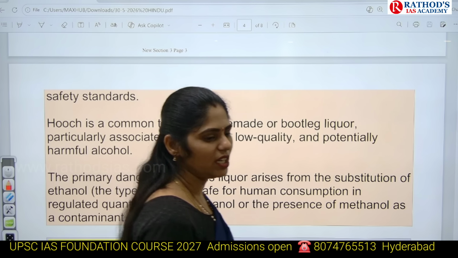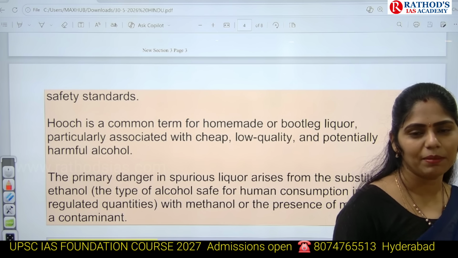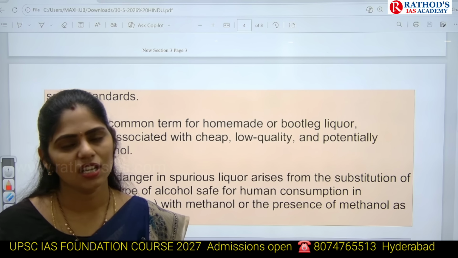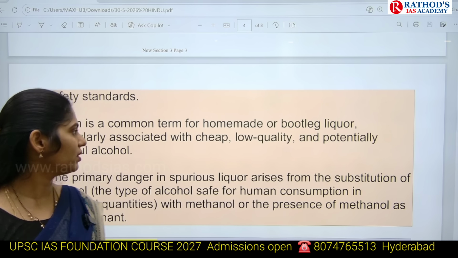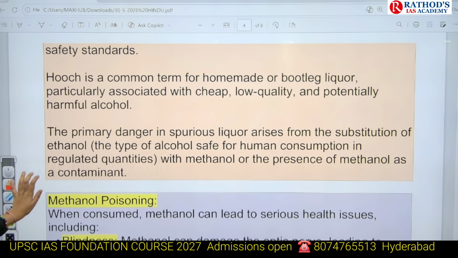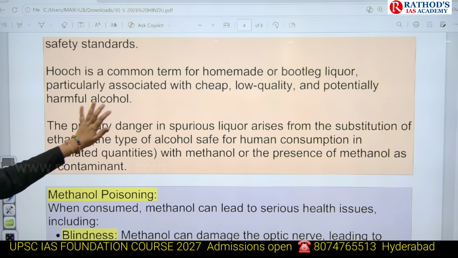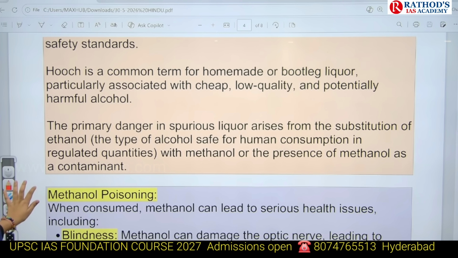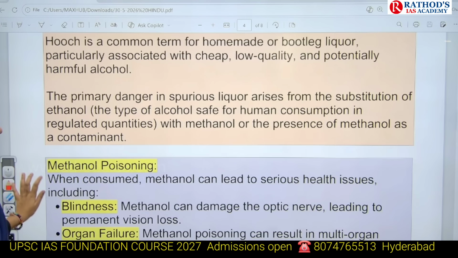If you're purchasing any liquor from a liquor shop, what happens? They will have the brand, and they will give you the standards and the contents, everything. Have you ever seen for this hooch or sara, will they provide any safety standards? No one will be providing safety standards for this. Because of lack of safety standards, there will be methanol poisoning. Hooch is a common term used for homemade or bottled liquor, and it is normally cheap, low quality and potentially harmful alcohol. Now let us see about methanol poisoning.